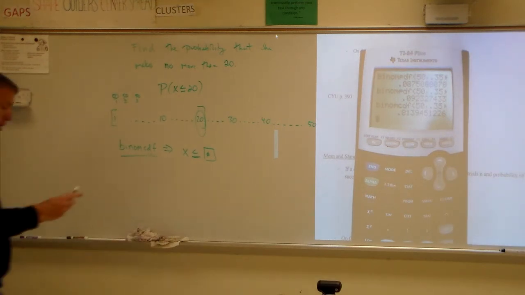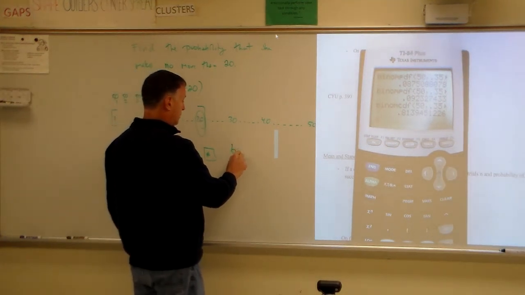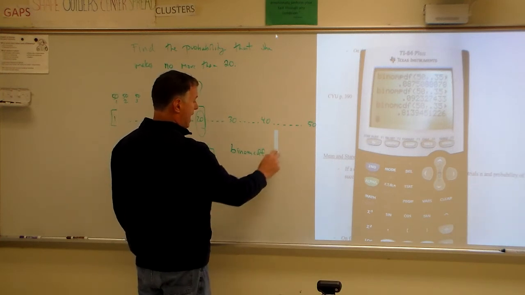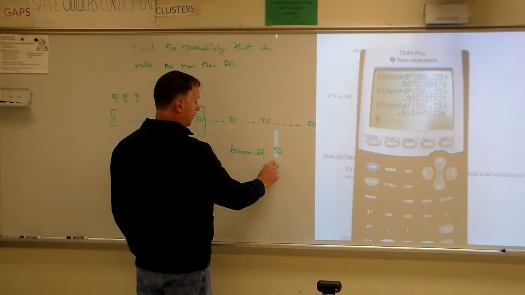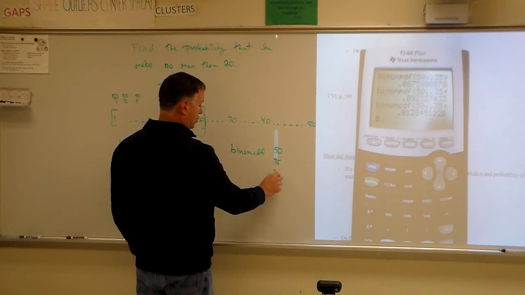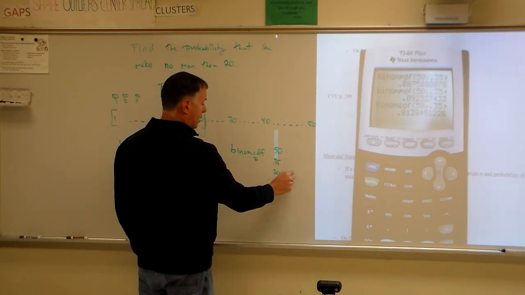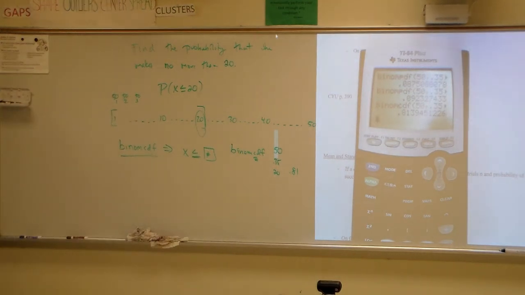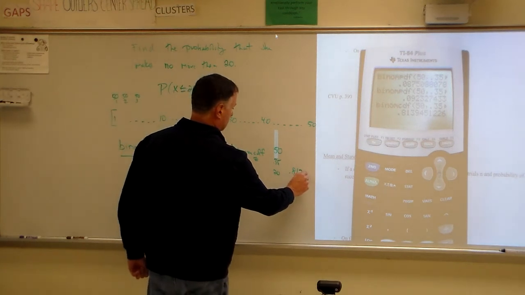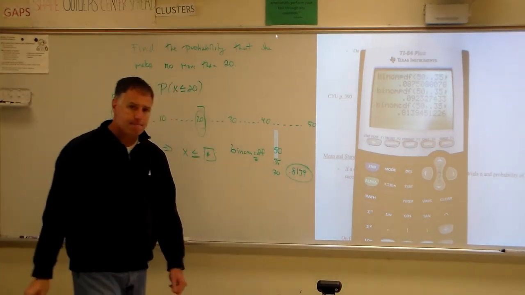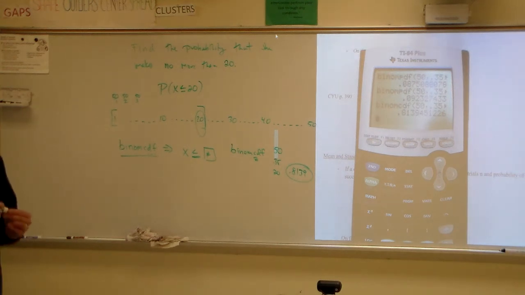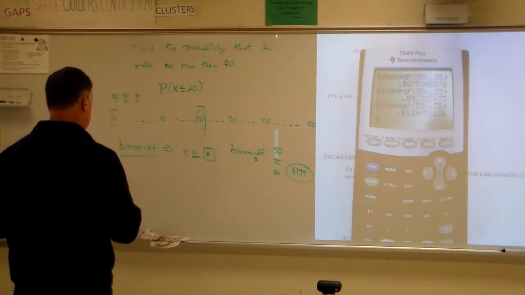So, binom CDF. My number of trials was 50, my probability is 0.35, my x was 20. It's a CDF, 0.8139. I'm hoping that makes sense.